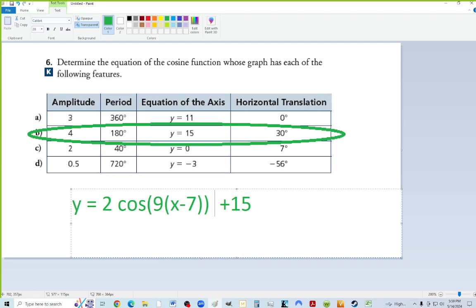And no equation of the axis. That's right. So it just disappears. It's technically plus 0, but it's invisible. Okay, next one.